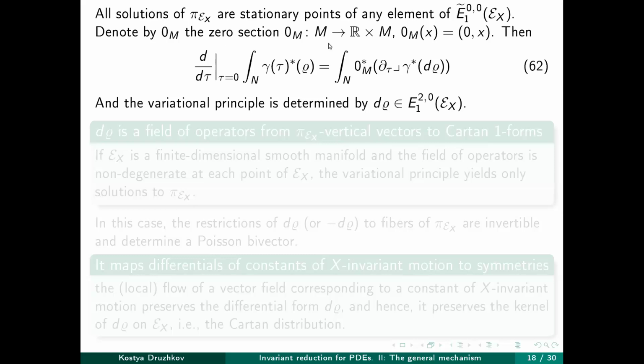Denote by 0m the 0 section of this form. Then we get formula 62. This is just the homotopy formula, the Cartan magic formula. We have only one term because we consider a situation when the boundary is fixed, when we vary our section within the class of sections such that the boundary remains fixed. Since the boundary is fixed, we do not have the second term of the homotopy formula. We have only one term here. And it's easy to see that the variational principle in this case is determined by the Duran differential of a representative.